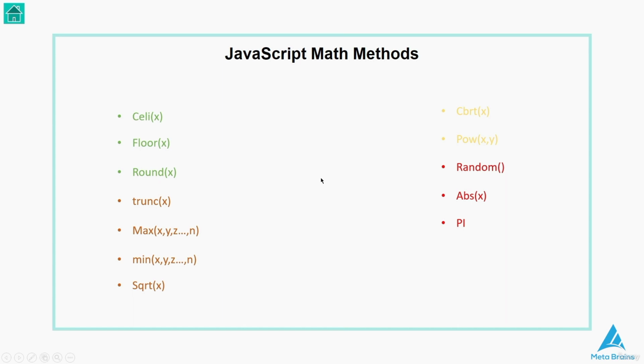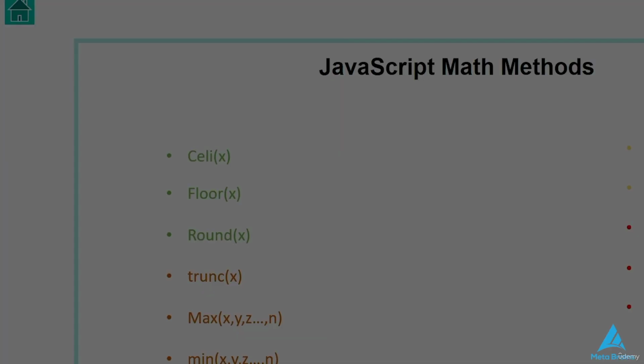Okay, so all these methods basically have different rules. If you want to display a minimum and maximum value, we'll use these methods, for example. If you want to show the round off value, we'll also be using these methods.